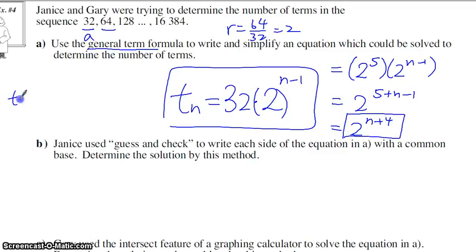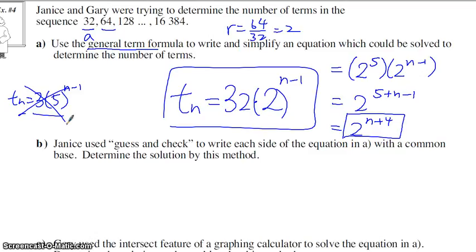Otherwise, let's say you have Tn equal to 3 times 5 to the power of n minus 1, you can't simplify it. You cannot put the 3 and 5 together to make 15. No, don't do that. It cannot be simplified. Only for this special case can you simplify.